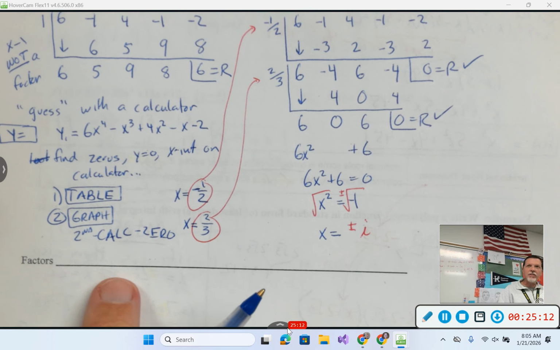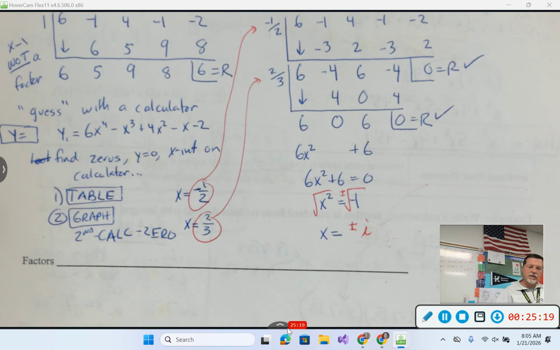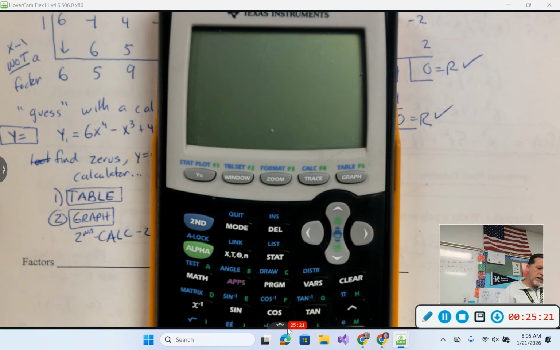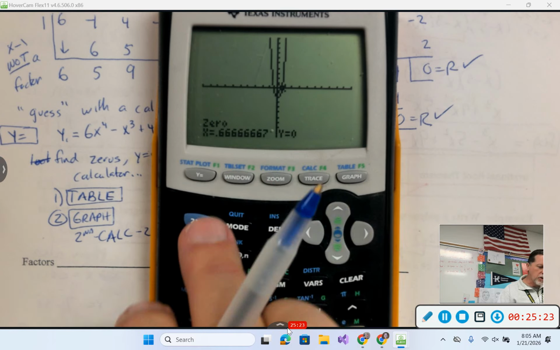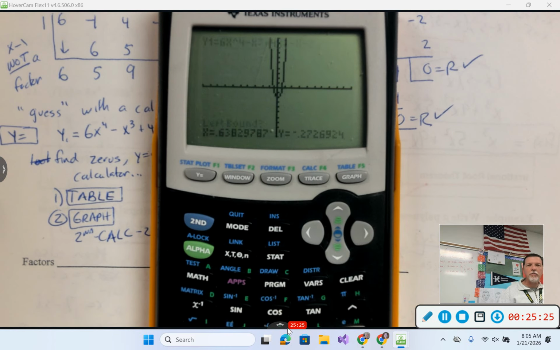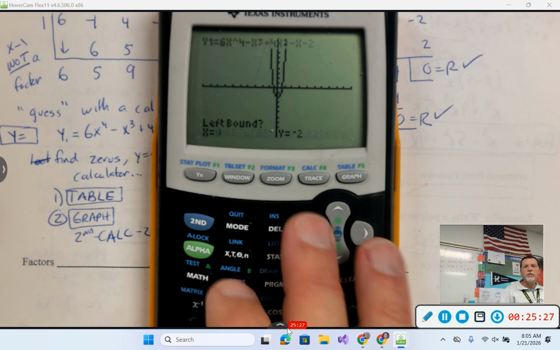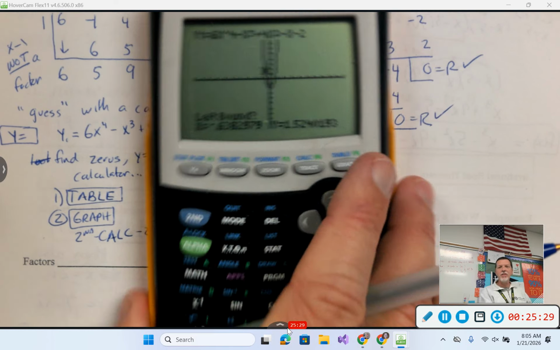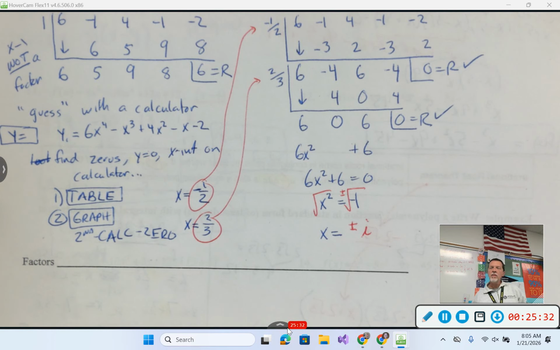Okay, so my factors. Ben? I have a question. How do you reset the calculator to that value? You would just start over. So second, calc, zero. Just start from the beginning. And then put your left down left of the leftmost zero. Well, oh, okay. Never mind.